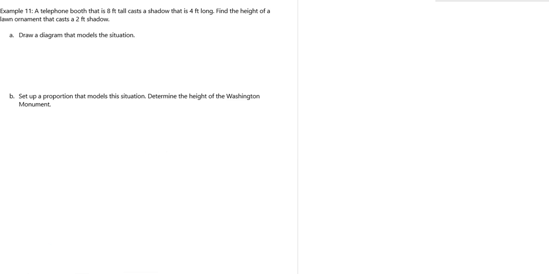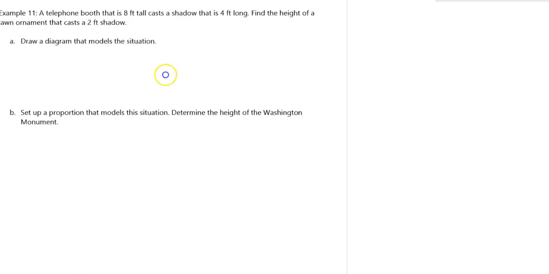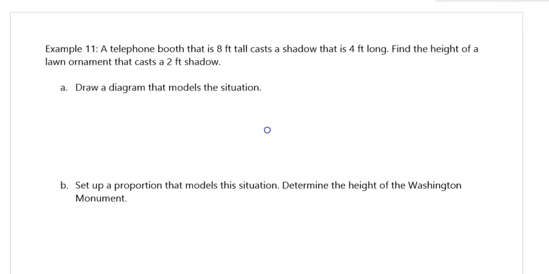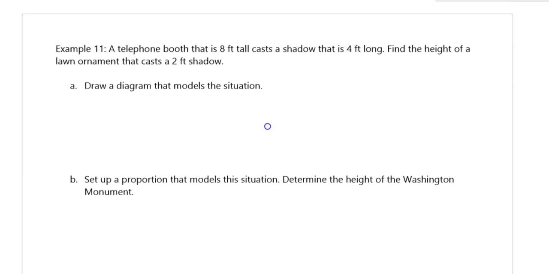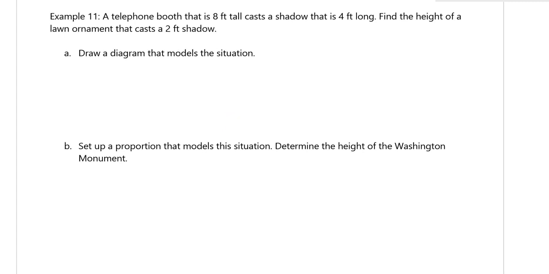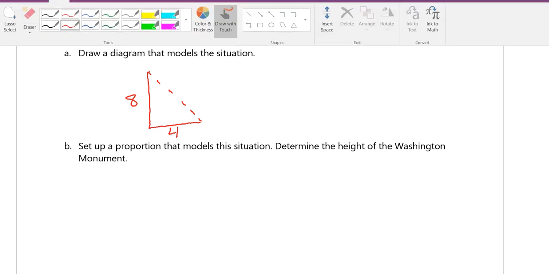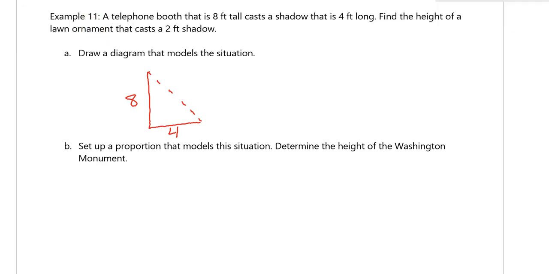All right, last example here. A telephone booth that is 8 feet tall casts a shadow that is 4 feet long. 8 feet tall telephone booth, 4 feet long shadow. Triangle. Find the height of a lawn ornament that casts a 2 feet shadow. So I have my lawn ornament. I don't know what the height is, but its shadow is 2 feet.